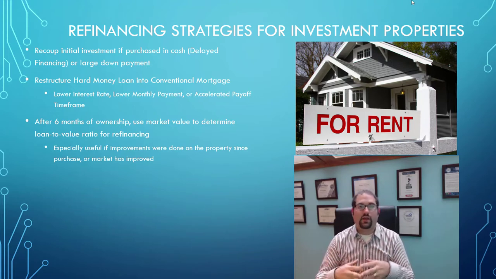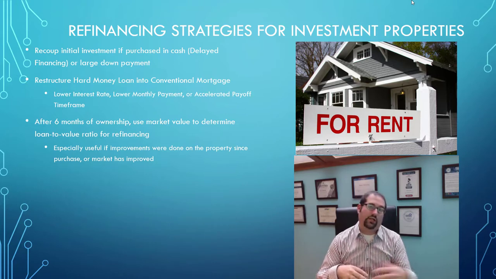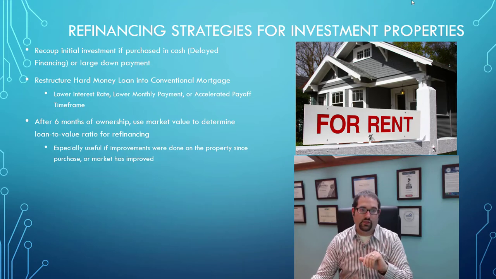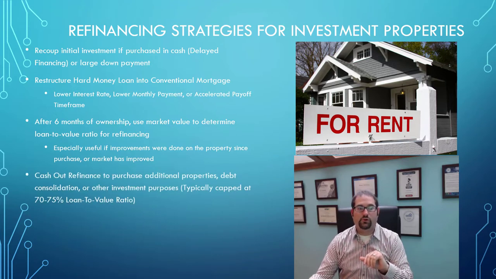So I had a client that bought a property for $60,000. He put in a little bit of work to it, and it was worth $105,000 after 6 months. We were able to go in and put a mortgage on the property and have him recoup all the money that he put in and then some, which he's now using to buy another property and repeat that process. So this is especially useful if the market's gone up a bunch since you bought it, and or you've done some improvements after you purchased it.